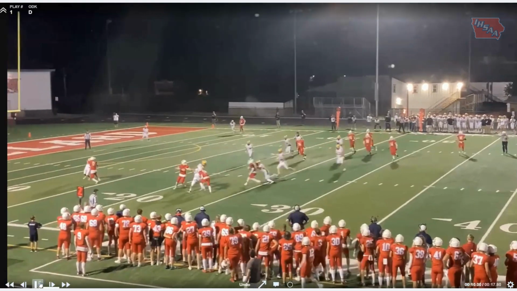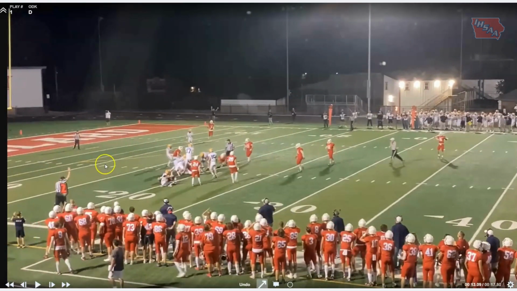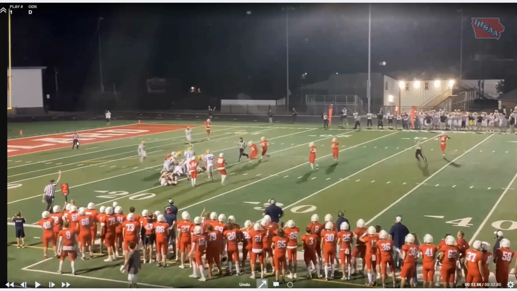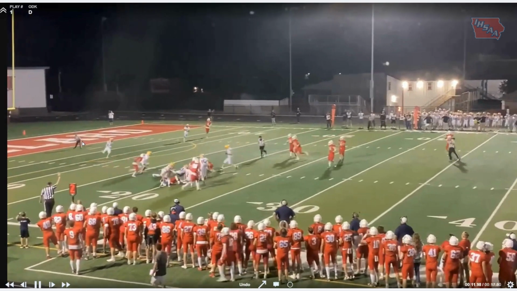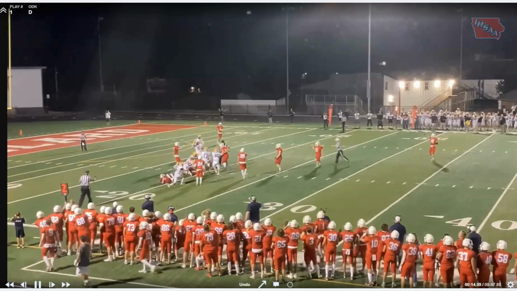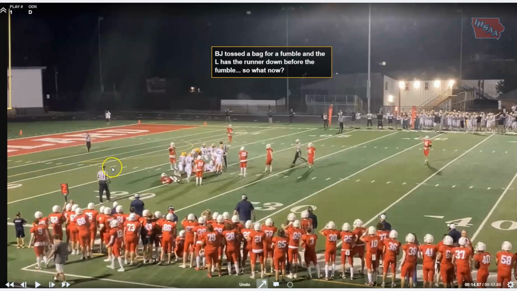But as we continue here, we've got a ball that comes out, and you can see we've got this official signaling that we've got him down. But if you take a look, check out our back judge, and he already threw it. Watch our back judge now on this one. Ball comes out. Boom, there goes his beanbag, and he thinks it's a fumble, and our line judge has him down.